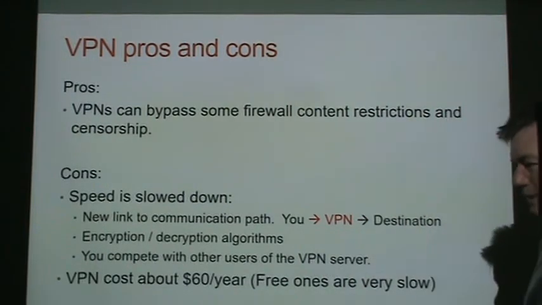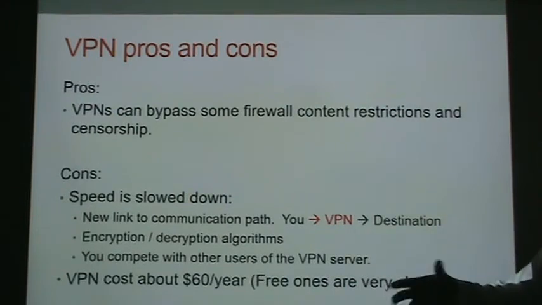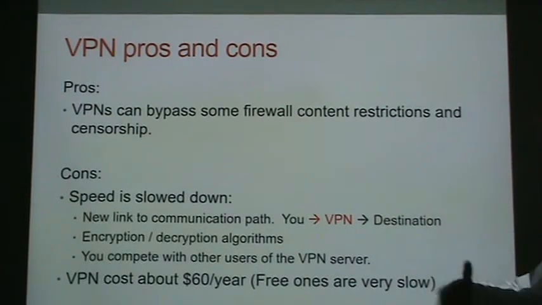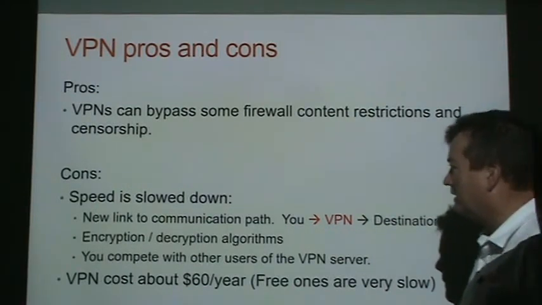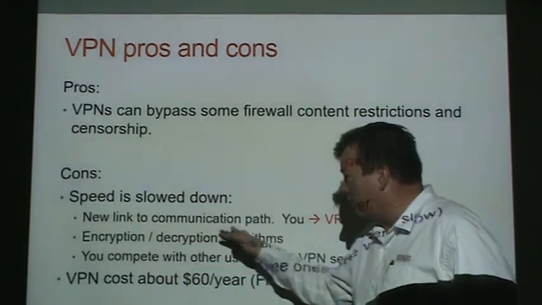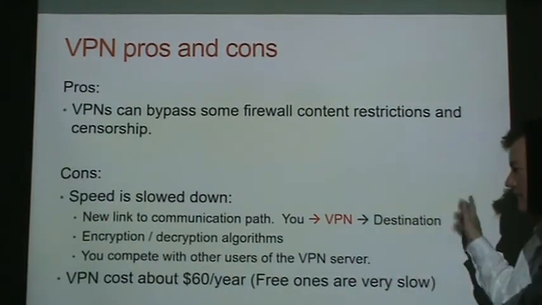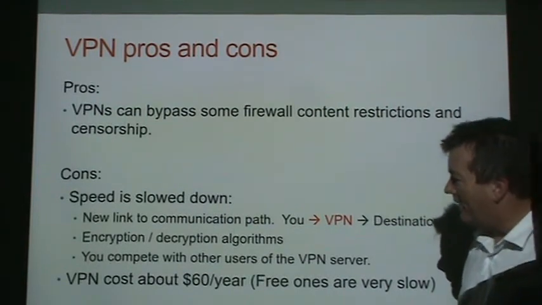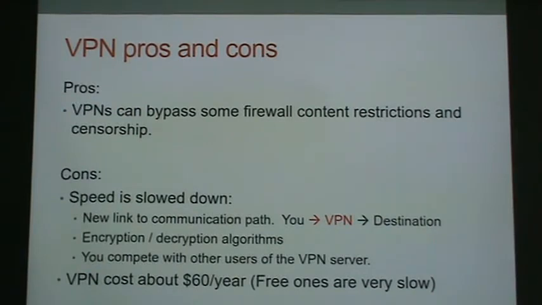Plus also the people at your company can communicate with each other directly and securely, and they don't have to be in the same office. The cons are basically speed and cost. Right? So the speed would be, there's a new link of communication. It goes from you to the VPN and then to your final destination. And both hops have encryption and decryption algorithms that have to run.